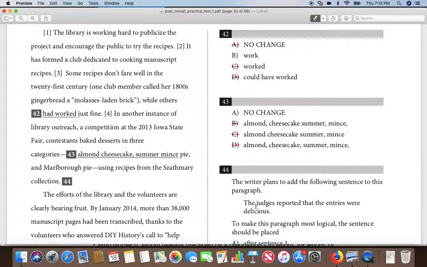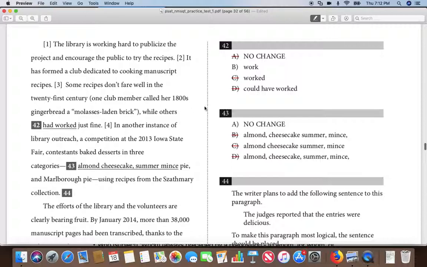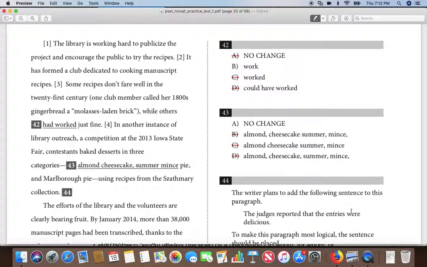Okay. So the library is working hard to publicize the project and encourage the public to try these recipes. And then the judges reported that the entries were delicious. And then sentence two. Okay, that sounds okay. It has formed a club dedicated to cooking manuscript recipes. Stop. It's after sentence one that we're testing. Read sentence one, then the sentence in question, then sentence two. I want to hear it all in order.